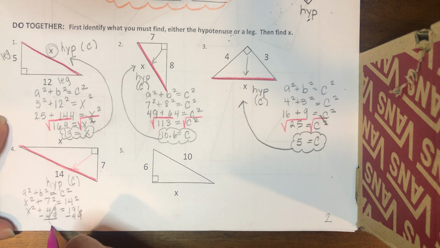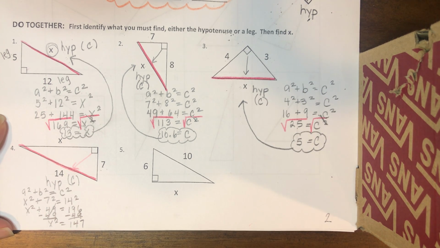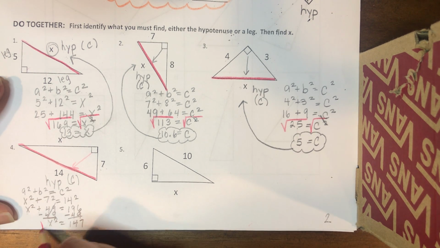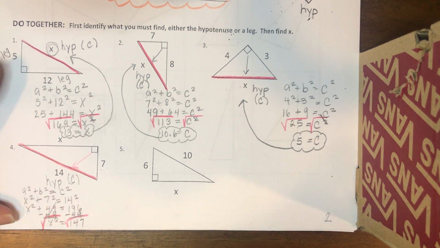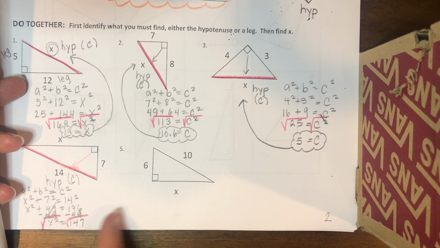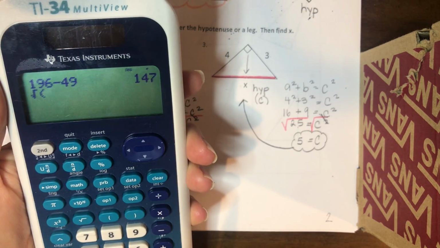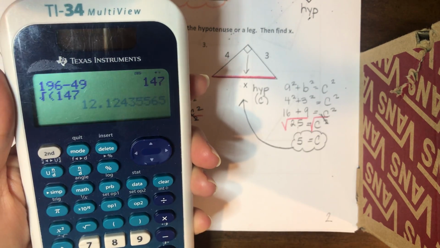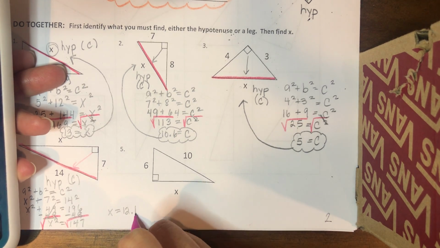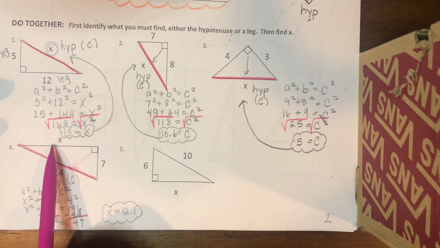So x squared equals 147. So like we did before here, we want to know what x is. So we're going to take the square root. All right, the square root and the square cancel each other out. I'm going to write my work over here. So x will equal the square root of 147, which is 12.1. So our leg is 12.1.